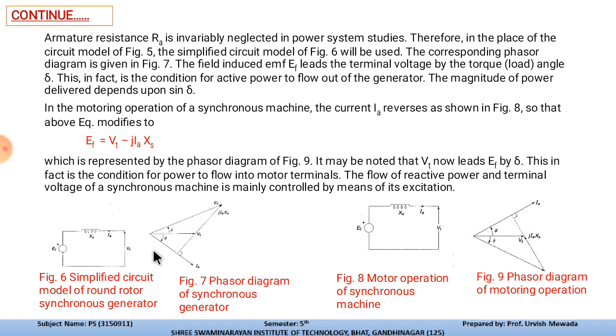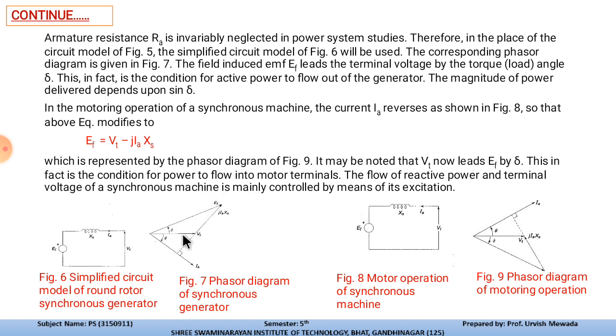This fact is the condition for active power to flow out of the generator. So when EF leads VT, that is the condition for active power.